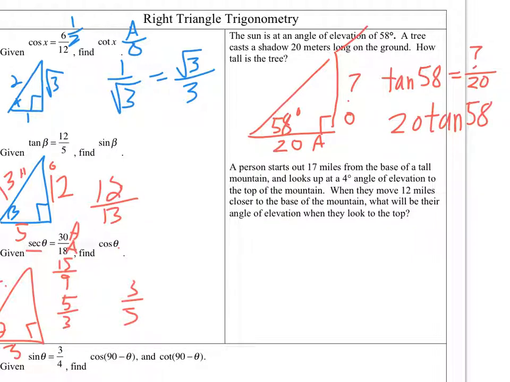If you absolutely must have an answer, 20 times tangent of 58, the answer for this would be 32 feet tall.